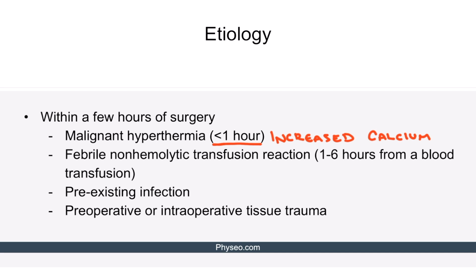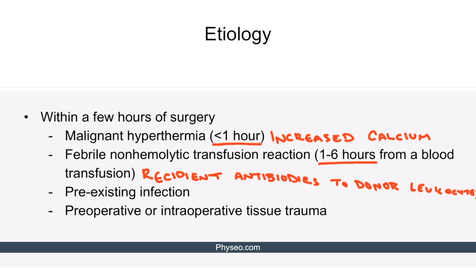The next is febrile non-hemolytic transfusion reaction, and that occurs within 1 to 6 hours, and that's because of a blood transfusion, and it's a consequence of passively transfused cytokines. So you're transfusing those cytokines, and then the patient has antibodies that react with those donor leukocyte antigens and cause a postoperative fever. Next is a pre-existing infection.